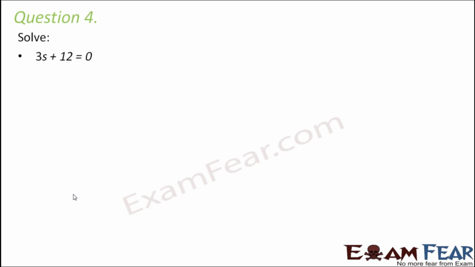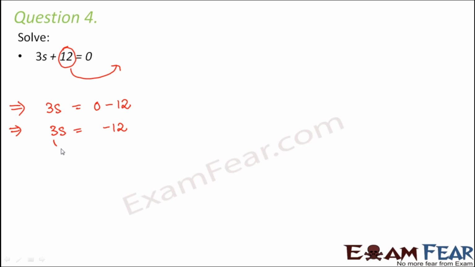Question number 4. Solve 3s plus 12 is equal to 0. So in this case, in the first step, we will move this constant this side. So this becomes 3s is equal to 0 minus 12. And what would be 0 minus 12? 0 minus 12 would be minus 12.